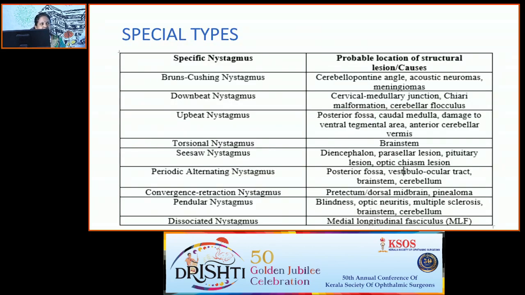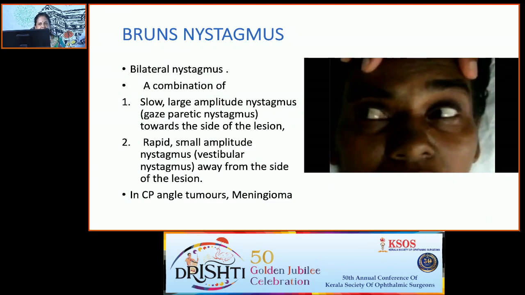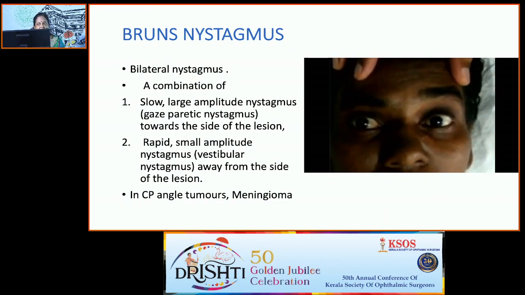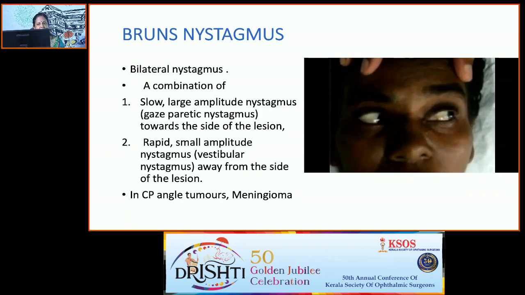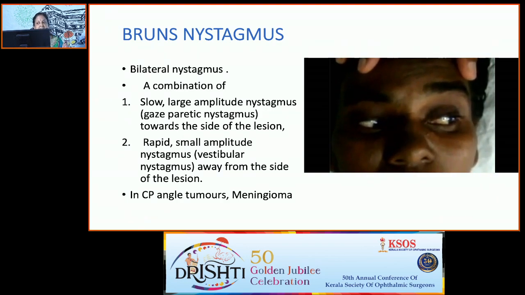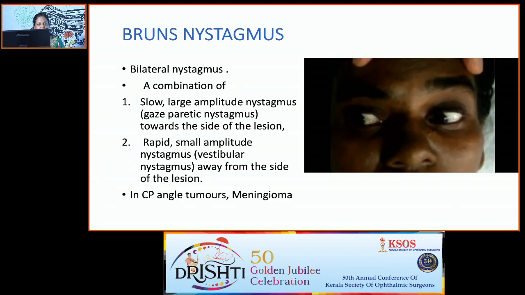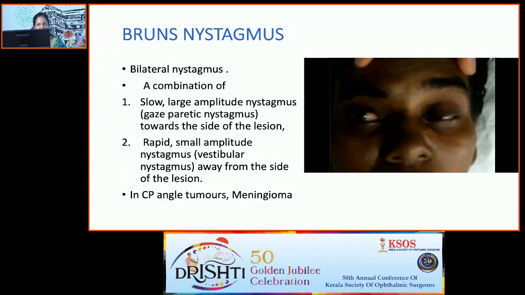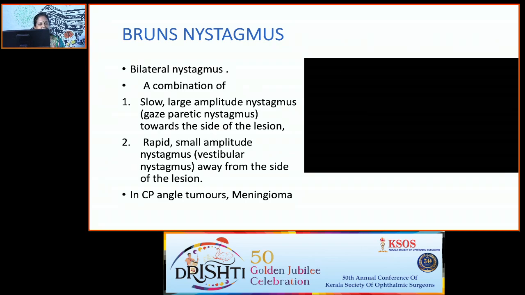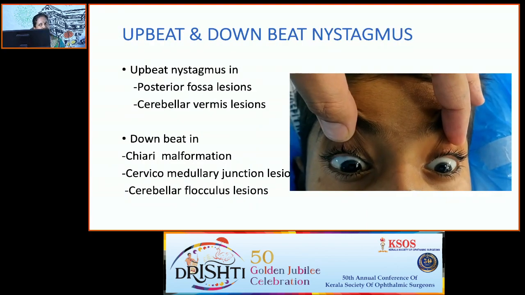Coming to special types of nystagmus, you have seen this patient, isn't it? This is a very classical Brun's nystagmus. This is a bilateral nystagmus with a combination of slow, large amplitude nystagmus towards the side of lesion and rapid, small amplitude nystagmus away from the side of lesion. This is classical of CP angle tumor and meningioma. That is Brun's nystagmus.